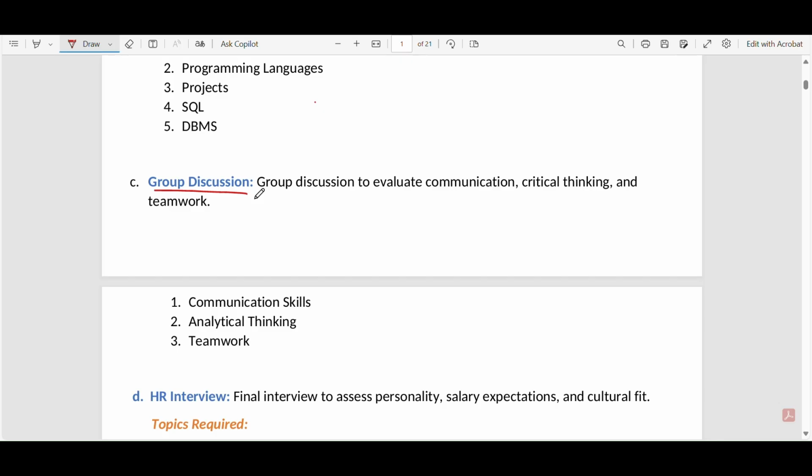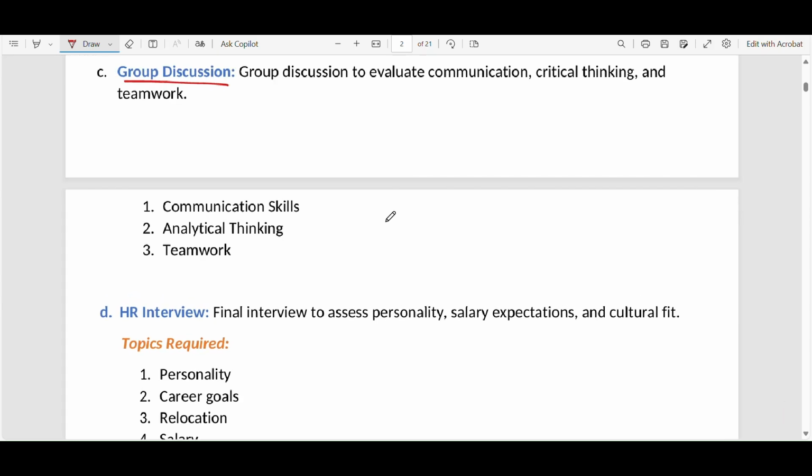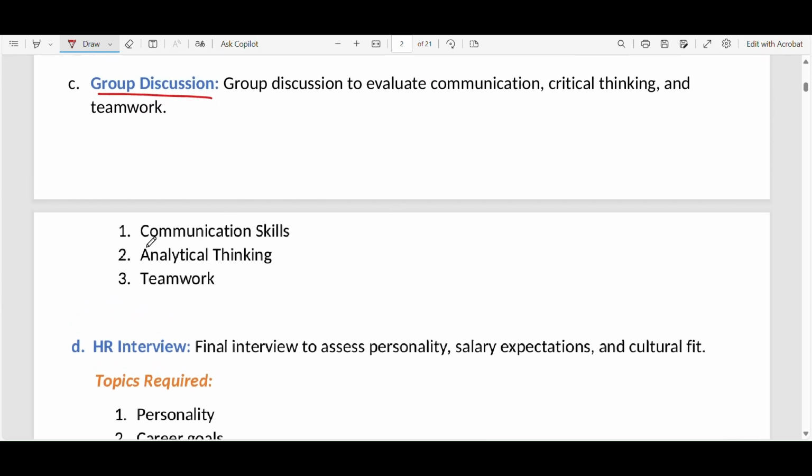You have to be formal. You should not argue with any other people. That itself is how they will be checking your communication skills. And analytical thinking means in which way you are thinking about that problem.